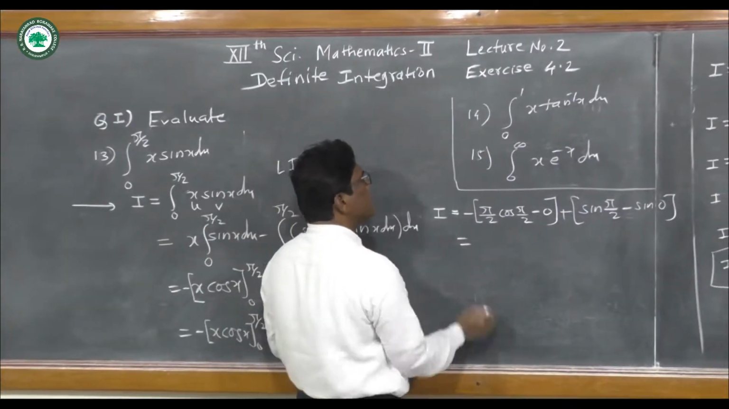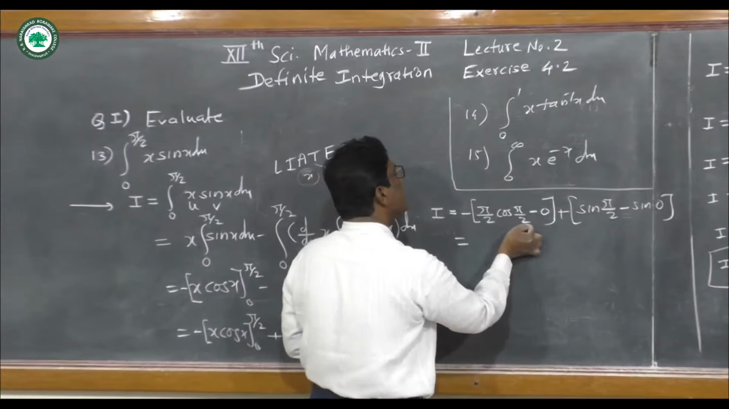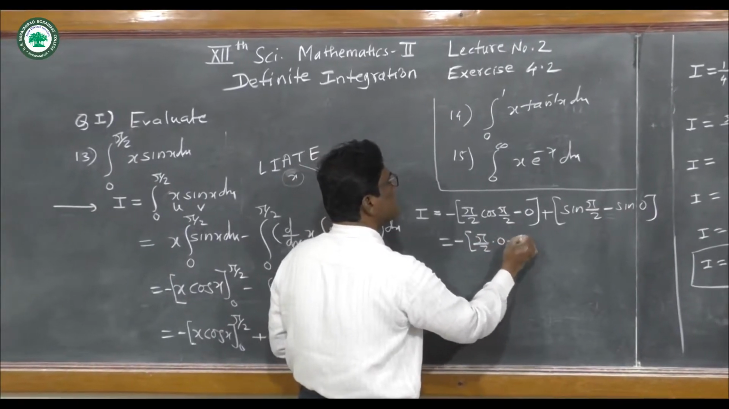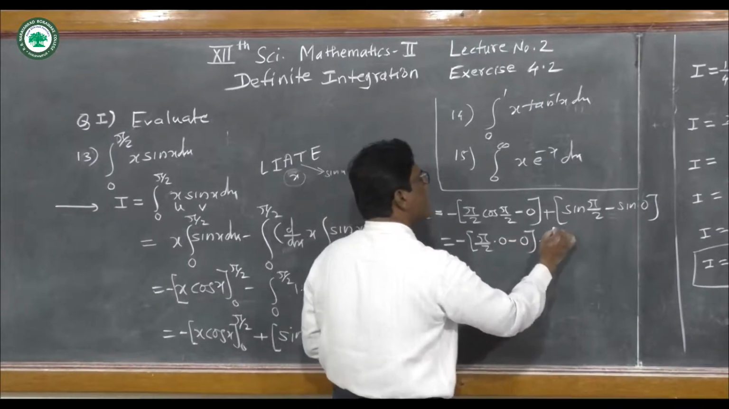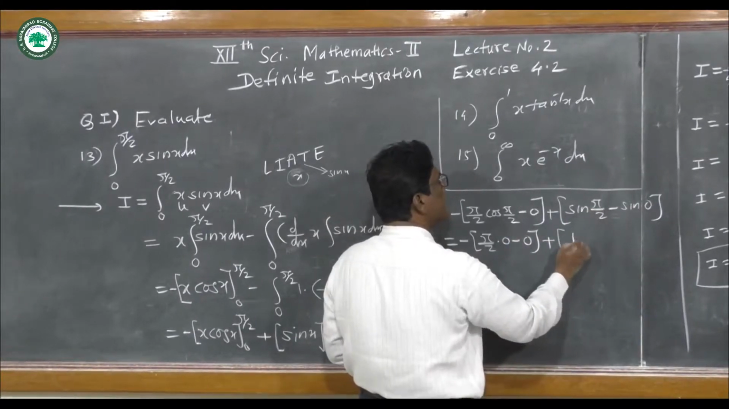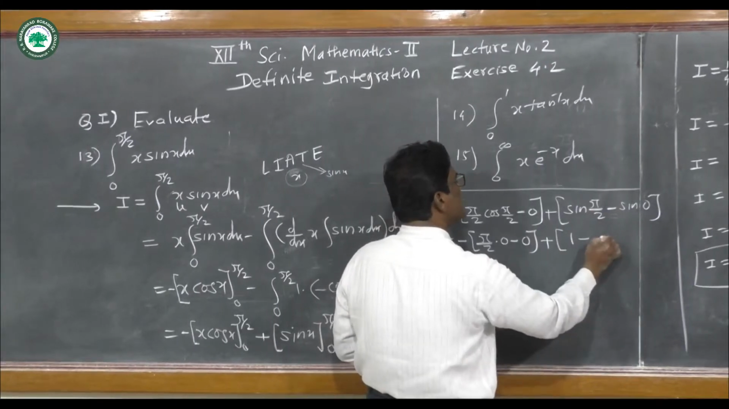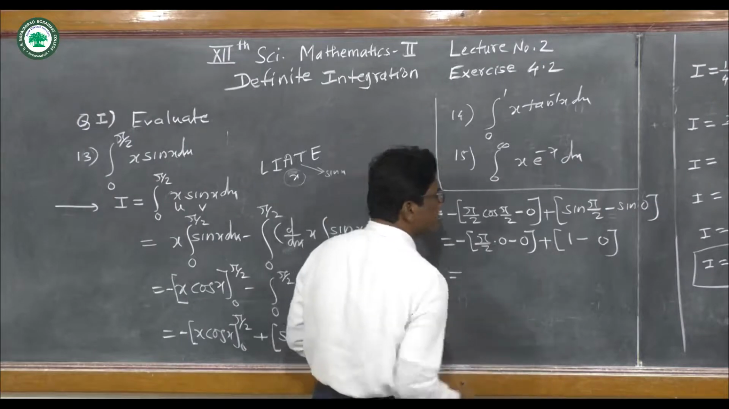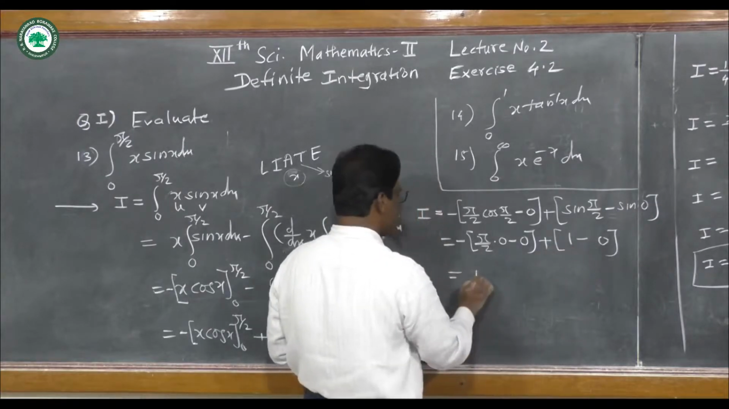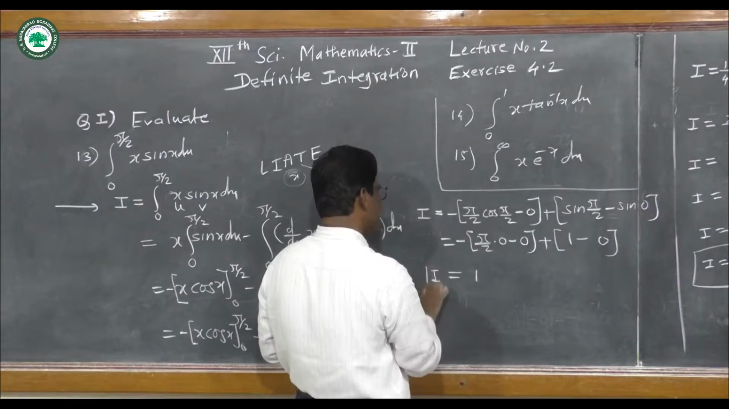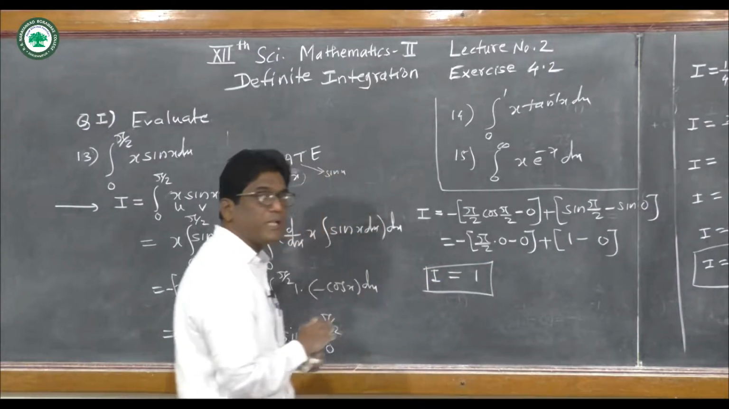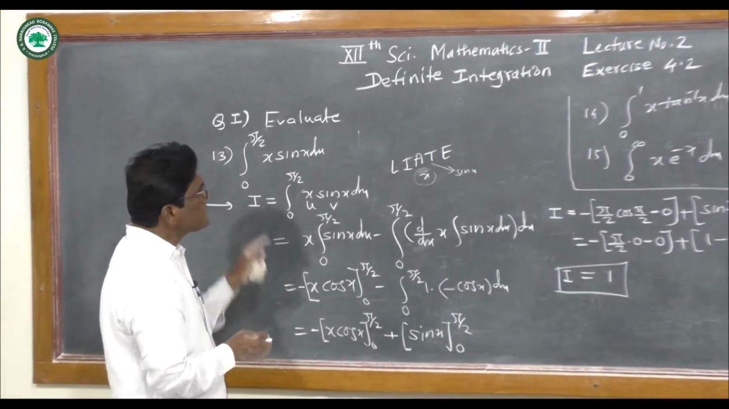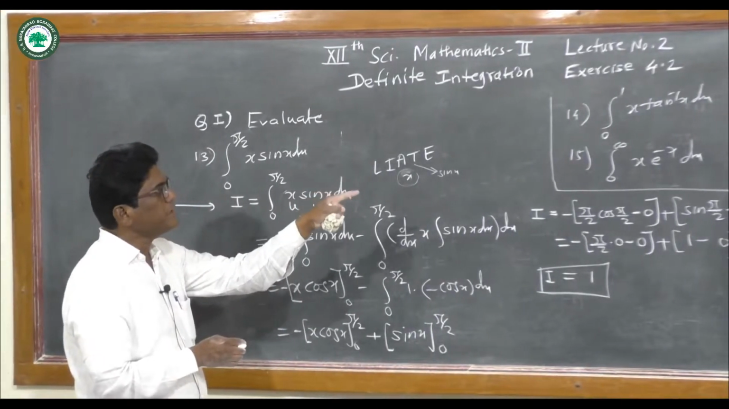So here cos of pi by 2, we know cos of 90 is 0. So minus, in the bracket, pi by 2 into 0 minus 0, plus sin of pi by 2, we know sin of 90 is 1, minus sin of 0 which is 0. So this is all 0, so there is no need to write 0, and 1 minus 0 is 1. So I is equal to 1. We get I as 1. This is the final solution. In this way we have completed the 13th problem. Use the same method and solve the 14th and 15th problems.